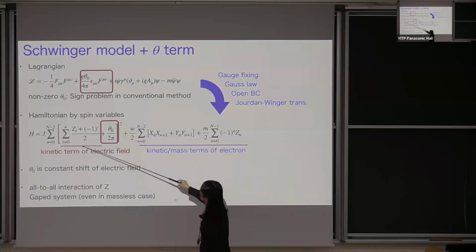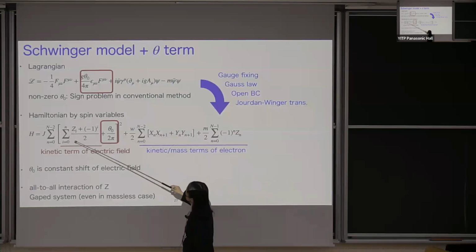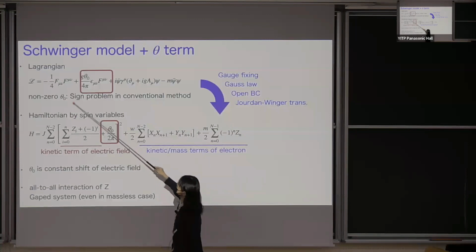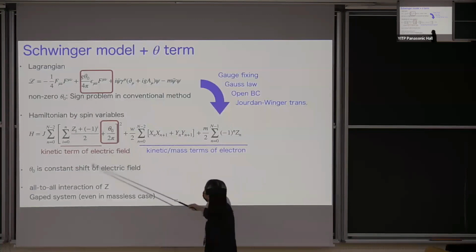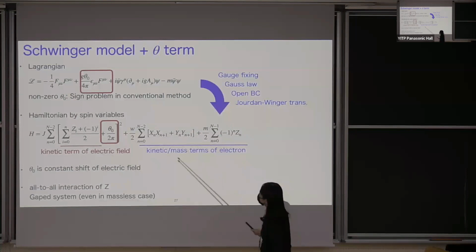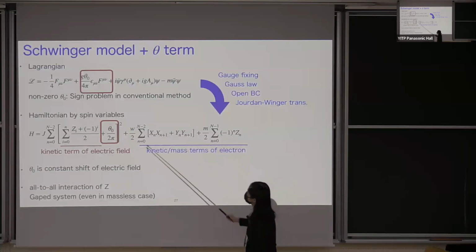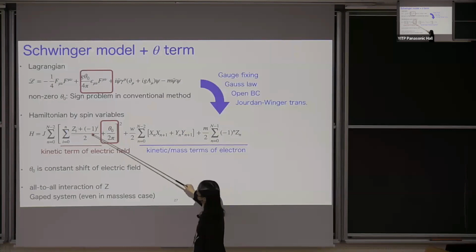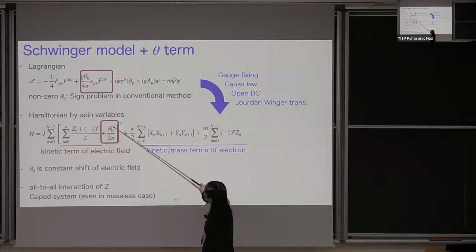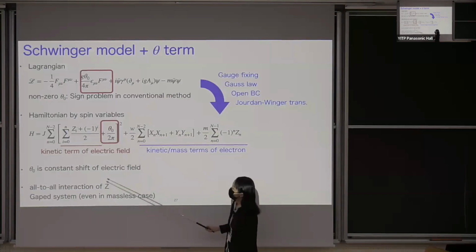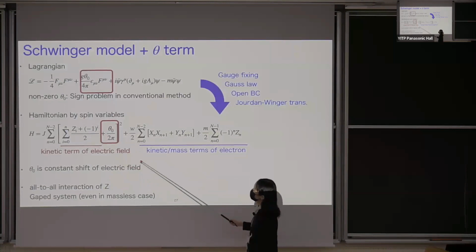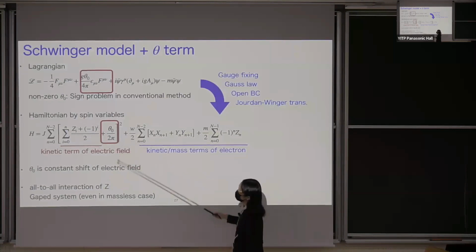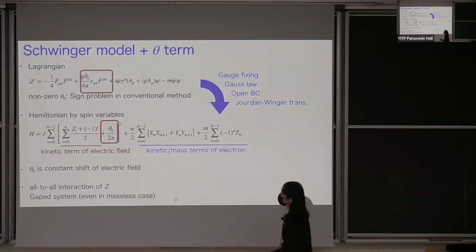The first term is the kinetic term of the electric field. Basically it comes from this F_{01} term. The second and third terms describe the kinetic term and the mass term of the electrons. And here is the theta term. In this formulation, theta is just a constant shift of the electric field. So no additional difficulty comes from the insertion of the theta term. So this is the Hamiltonian formalism.